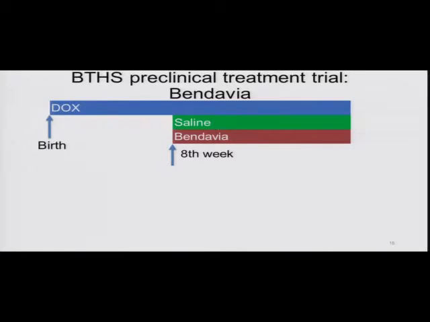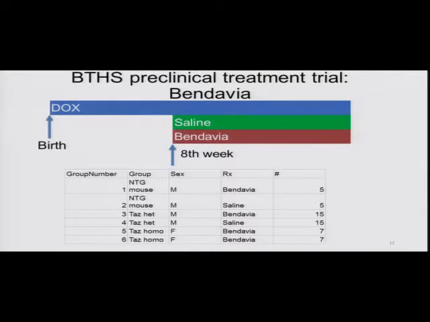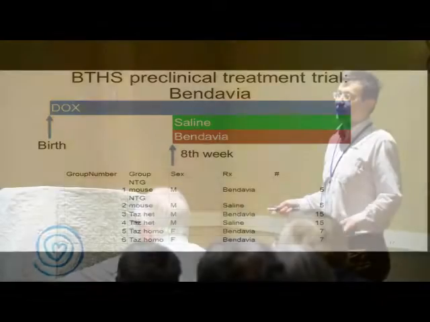We separate the mice into two groups. One gets the Bendavil treatment, and the other gets saline as the placebo. We want to see the effect of this drug after treatment. Here is the plan: we group these mice based on their genotype, homozygote or heterozygote, and on their gender, male or female.